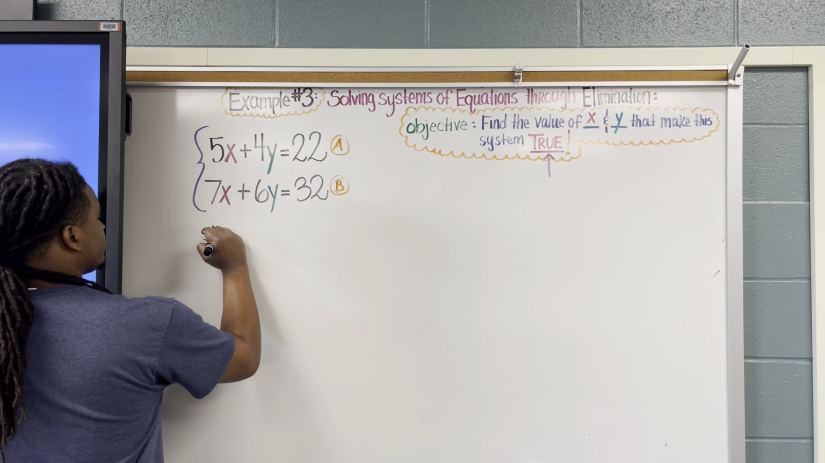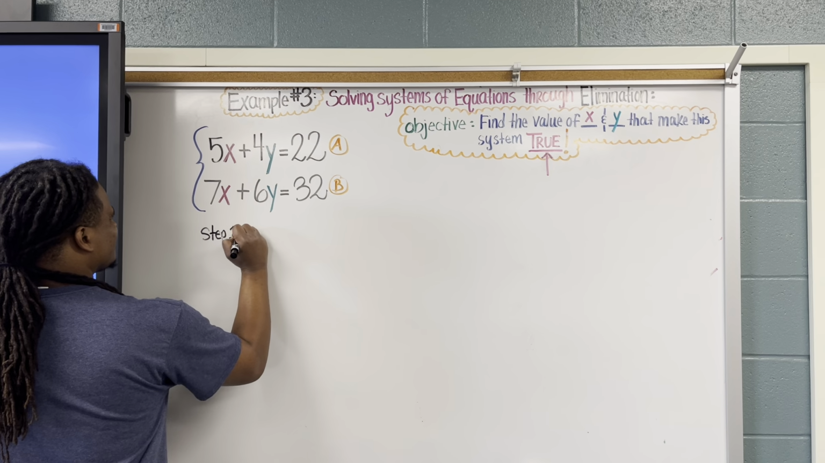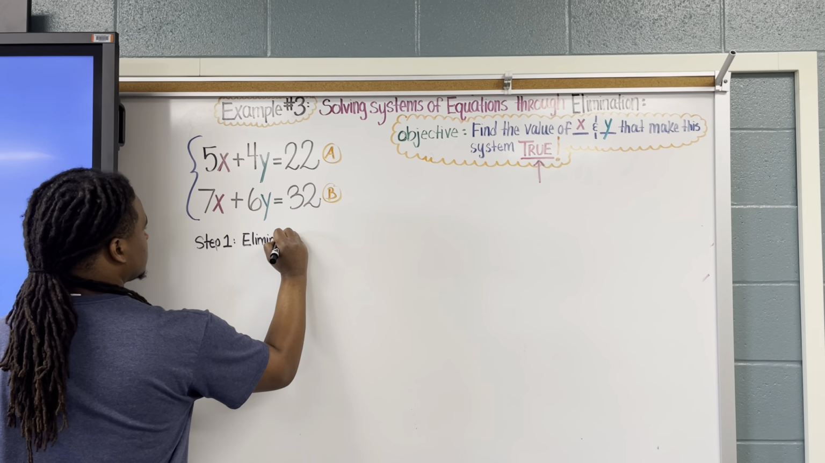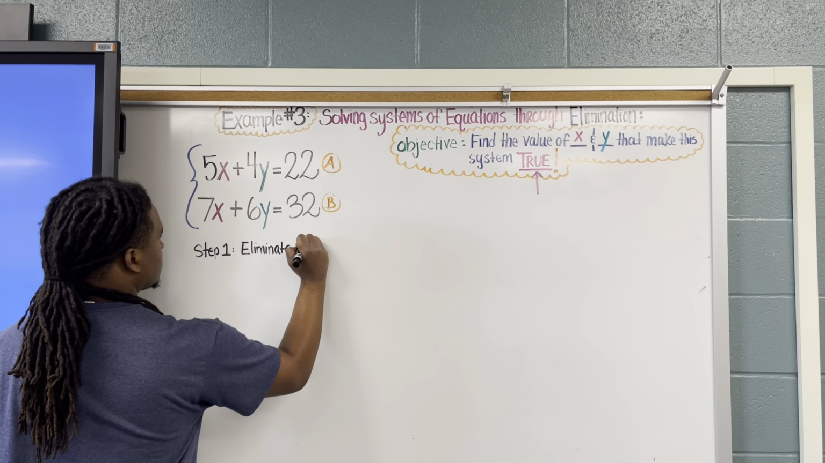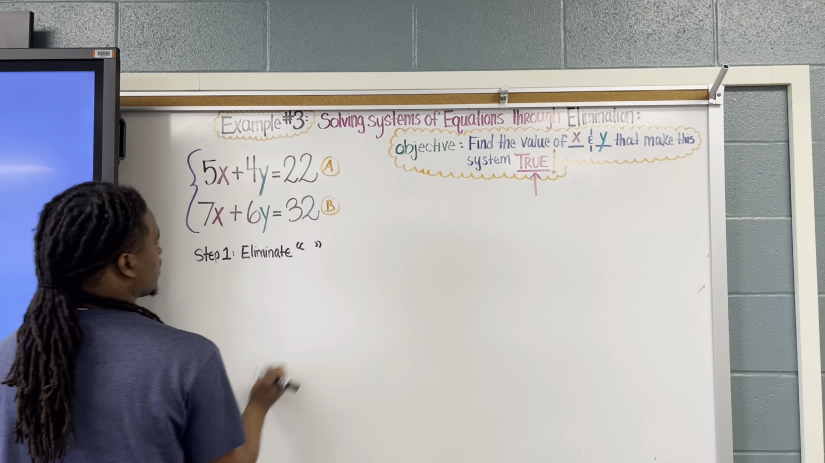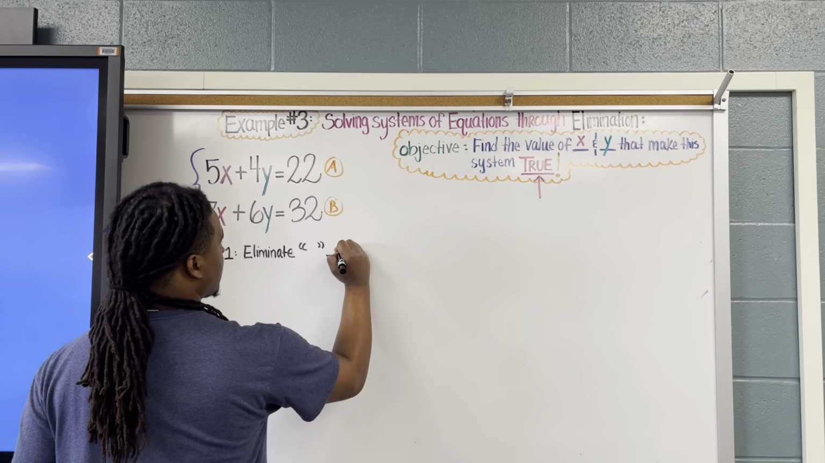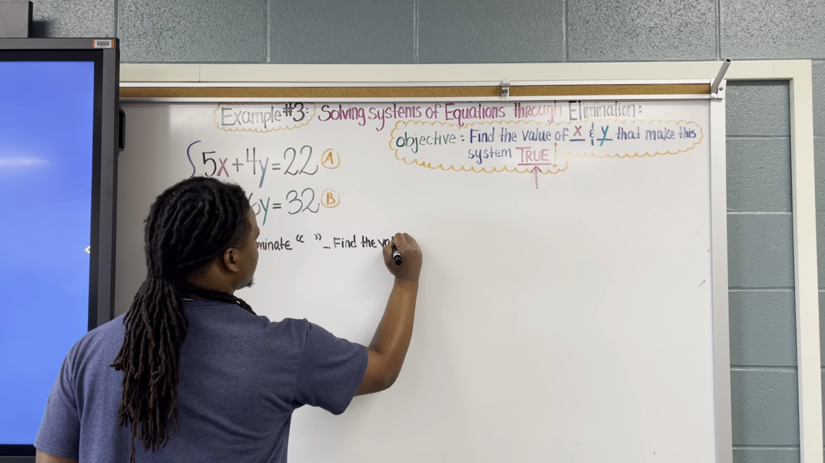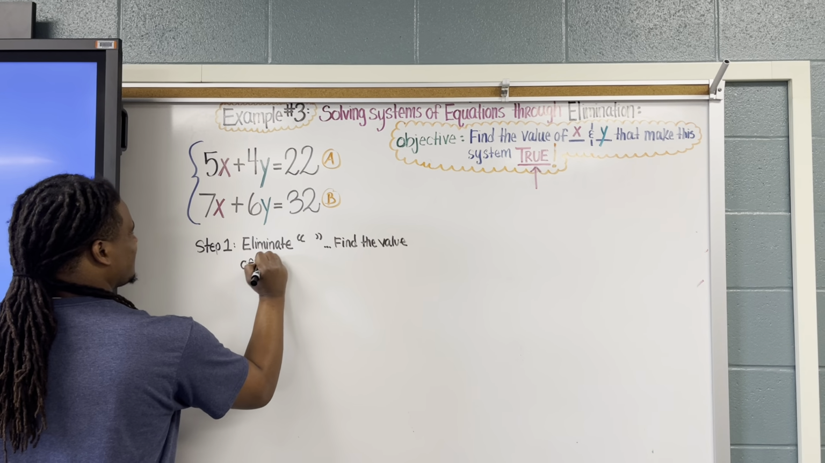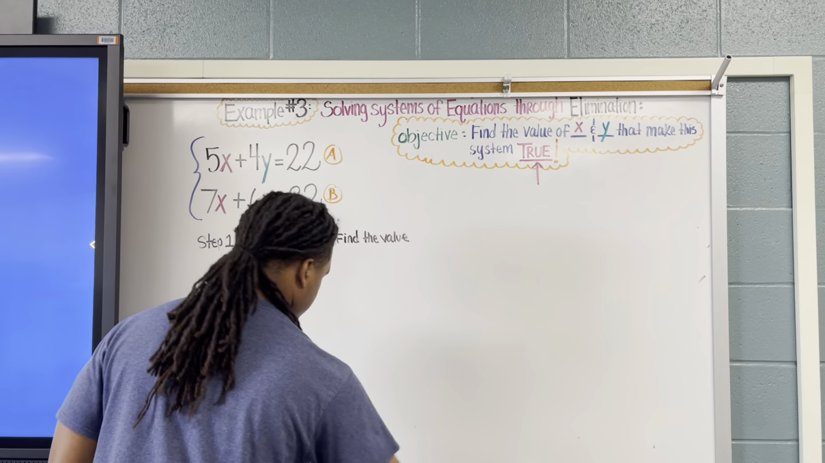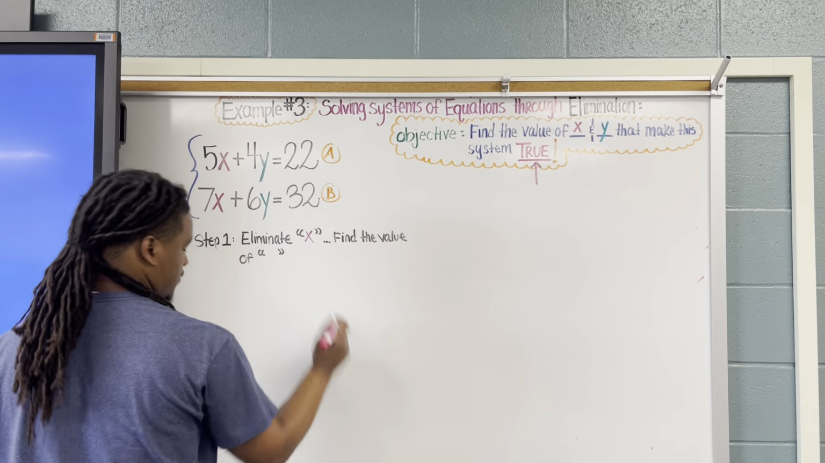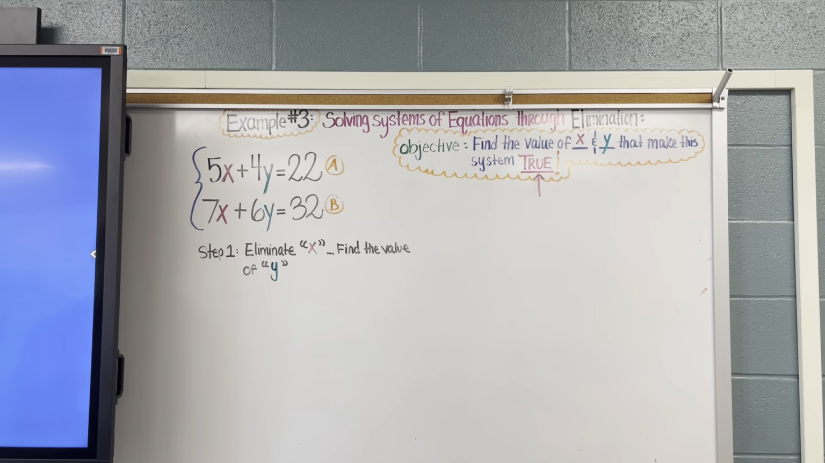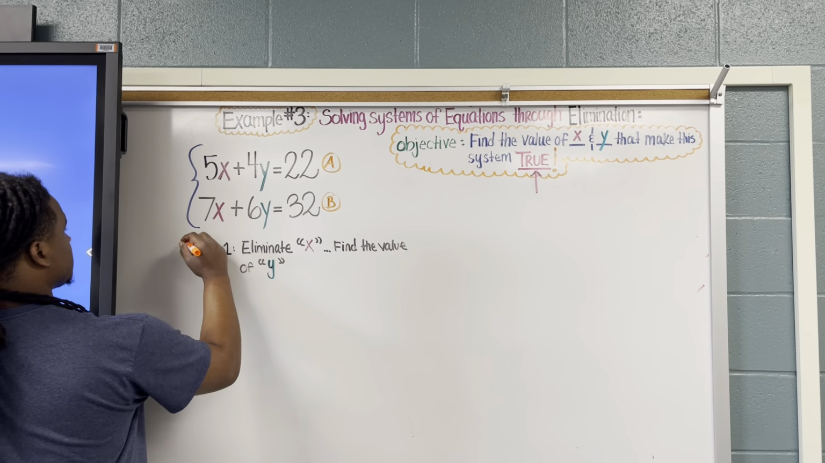So step 1, we're going to eliminate x, and we're going to find the value of y. So once again, in step 1 we're going to eliminate x, and then we're going to find the value of y. Let's go ahead and actually do that.